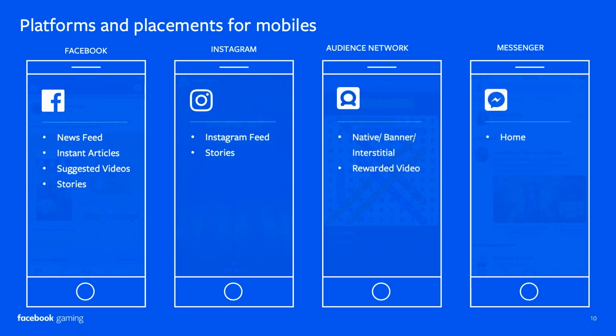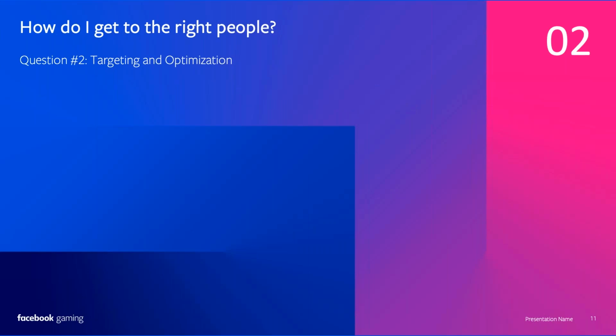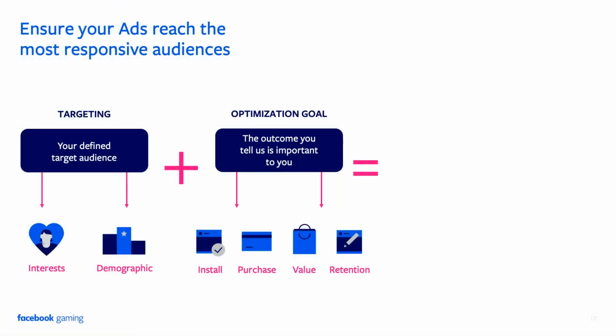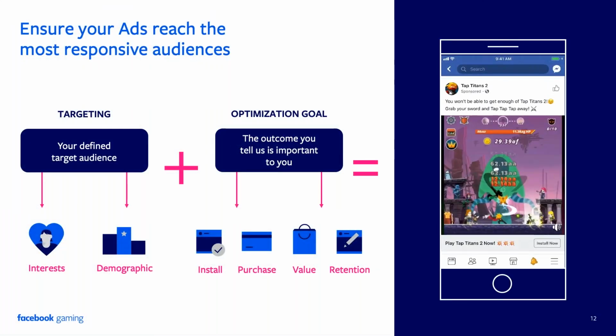And this leads us to the next question: how do I make sure that we are targeting the right gamers and maximizing value? Or how do I get to the right people? The answer lies behind the technology of our targeting and optimization mechanisms. So how does our targeting and optimization work?